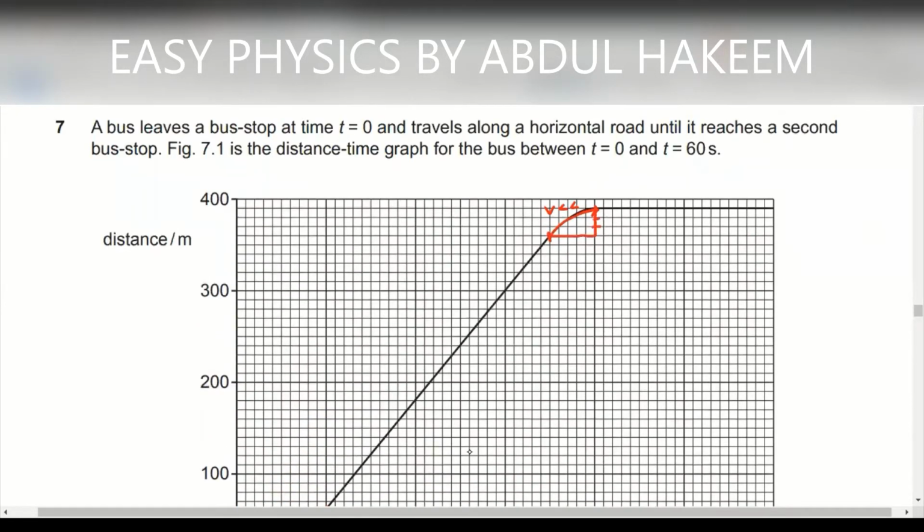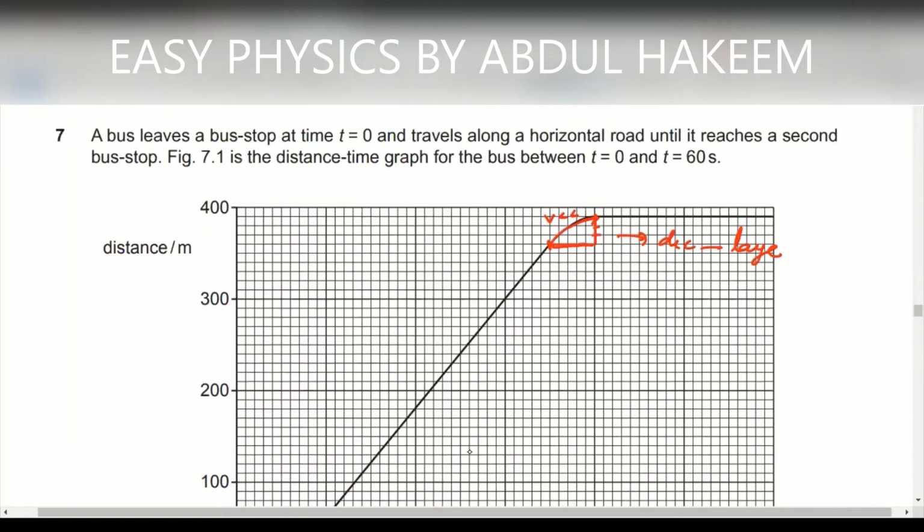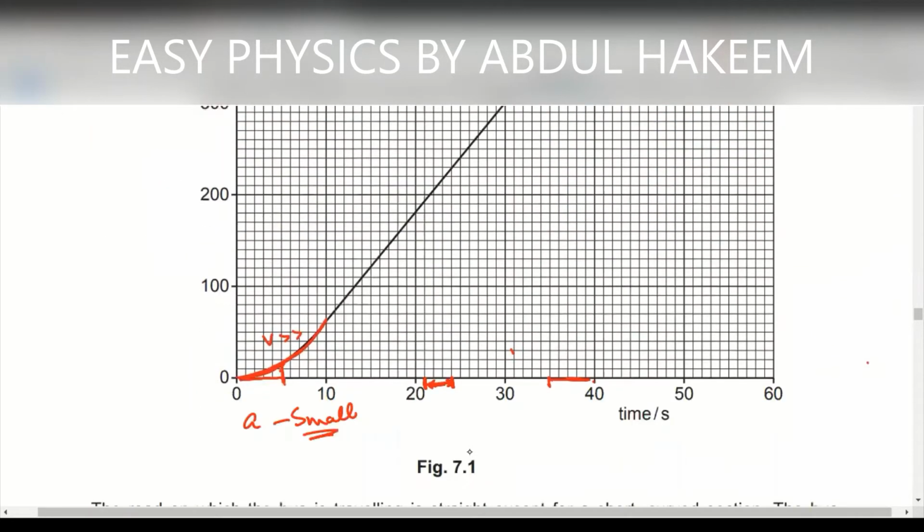But in these 5 seconds, there is a large decrease in the gradient, a decrease in the speed, so the deceleration is greater than this acceleration. This deceleration is large, and here the acceleration is small, because here the speed is increasing. In 5 seconds, only 1.5 boxes. And here, while it is decreasing, in the same interval of time, 5 seconds, 1, 2, 3 boxes change in velocity. So the retardation, the deceleration, is large compared to the acceleration.